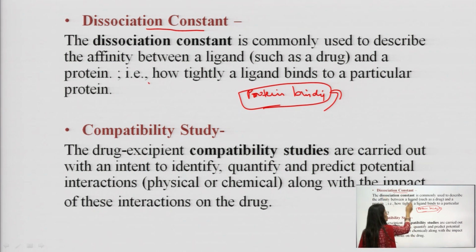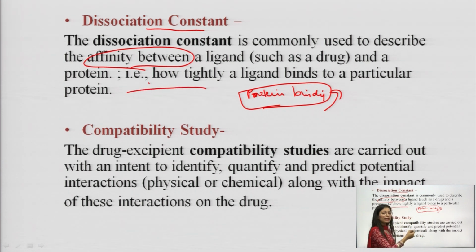The dissociation constant is commonly used to describe the affinity. Affinity means how strong their bond is. Basically, the drug and the protein, how tightly they are bound to each other. This is called the dissociation constant.